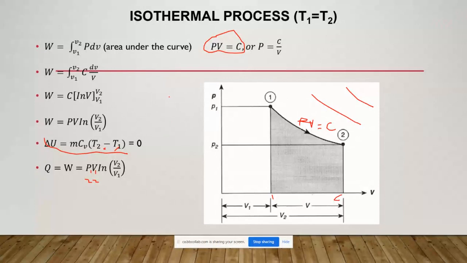So this is the isothermal process. Q is equal to P1 V1 ln V2 over V1. Or you can say that work done is MRT ln of V2 over V1. Which T is that? You can say T1 or T2 because the temperature is the same for both states.